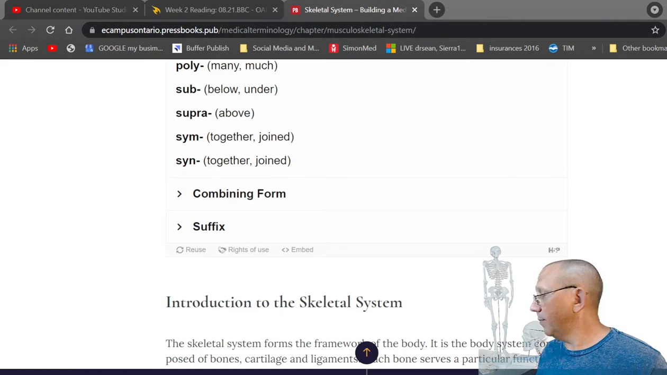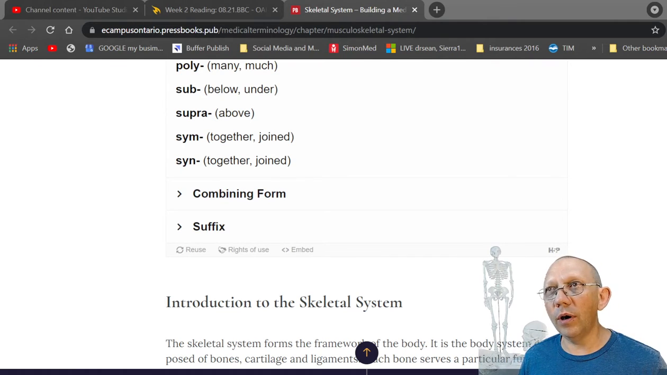Synthesis, like pubic symphysis or synesthesis. Trying to think of better syn words. I'll think of one, and when I come up to it, I'll get it.